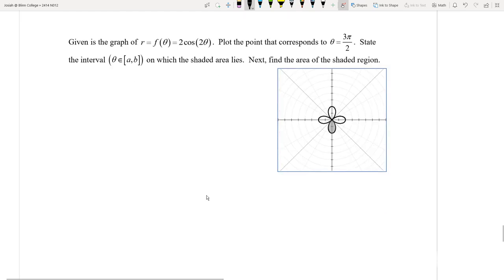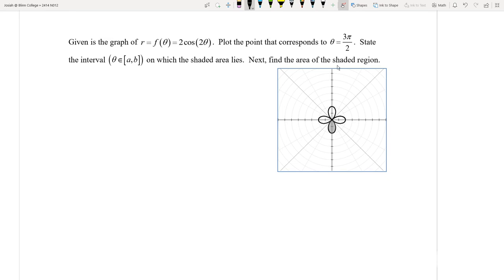All right, so now we have a rose curve, right? 2 cosine of 2 theta, right? We have that altered period here, which means we're going to have some sort of rose curve. And we have a 2 out front that gives us the length of each petal. So it says plot the point that corresponds to theta equals 3 pi halves. State the interval on which the shaded area lies, and then find the area of the shaded region.